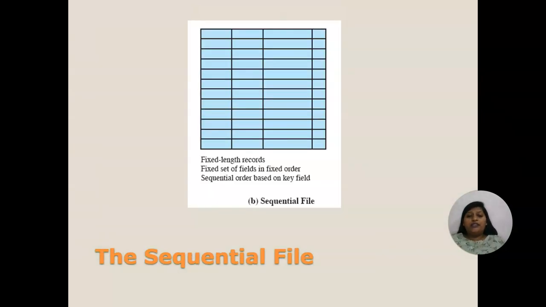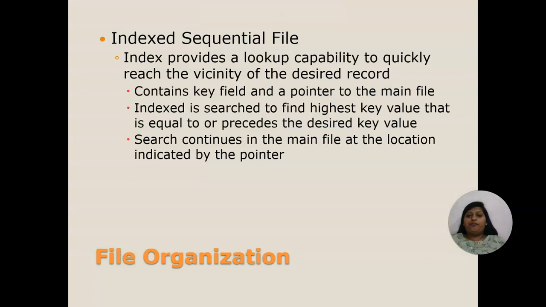So the diagram represents the sequential file. Fixed length records are available in this, with a fixed set of fields in fixed order, in sequential order based on the key field. Then the indexed sequential file.